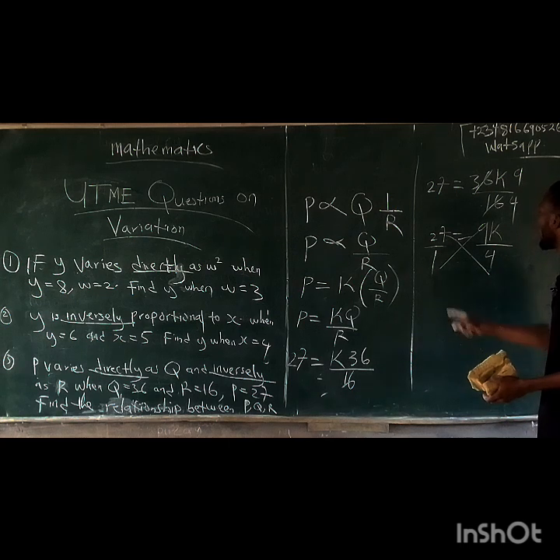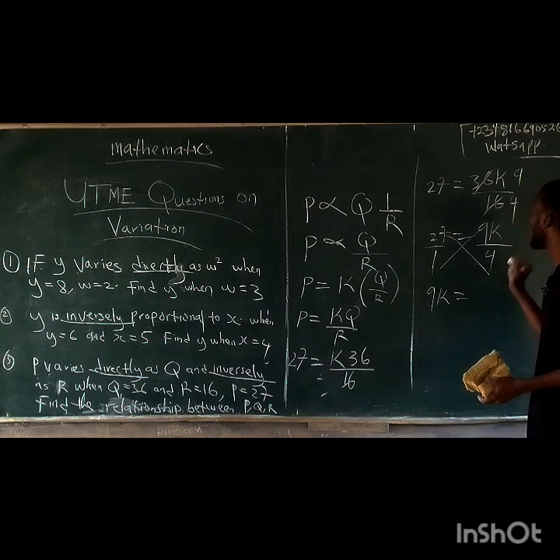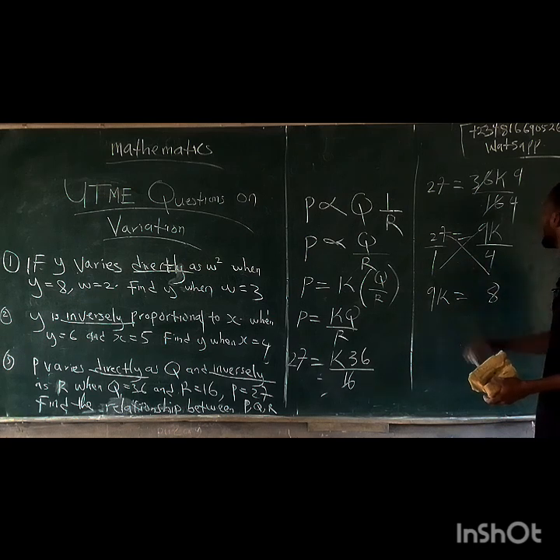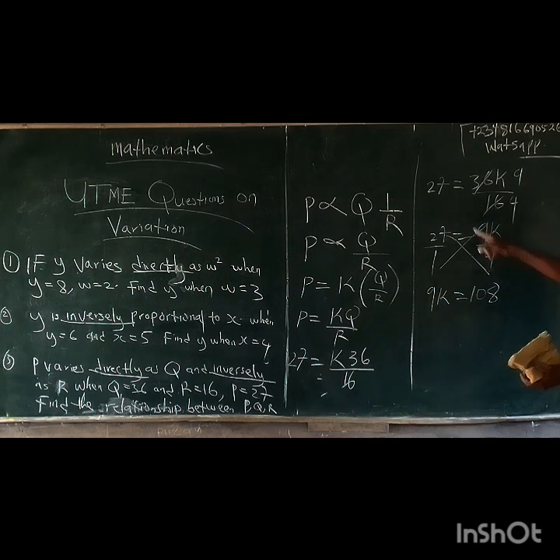Now, 1 times 9k, I'm going to have 9k. Then you multiply 4 times 27. 4 times 7 is 28, so I write 8 and carry 2. Then 4 times 2 is 8, plus 2 is 10. Yes, so that is 108. Now we have 9k equals 108.